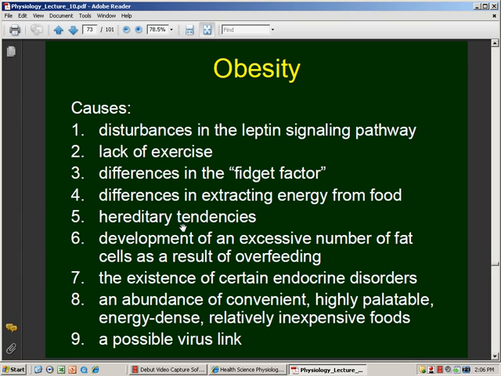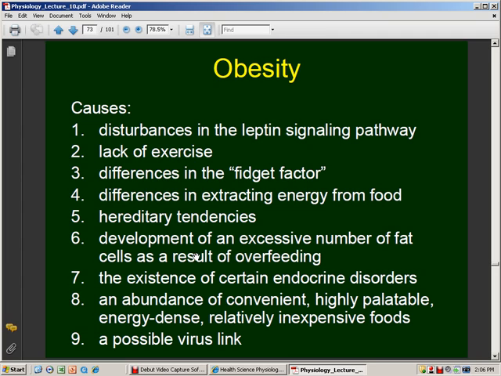Number 6, development of an excessive number of fat cells as a result of overfeeding. When people get heavy and they lose lots of weight, what do they always tell them? It's always easier to put it back on. Yeah, when you start building those extra storage sites, it's like building a pantry on your house. Even if you don't stock the pantry, it's there. It's super easy. You can go to the grocery store and stock that pantry in no time.